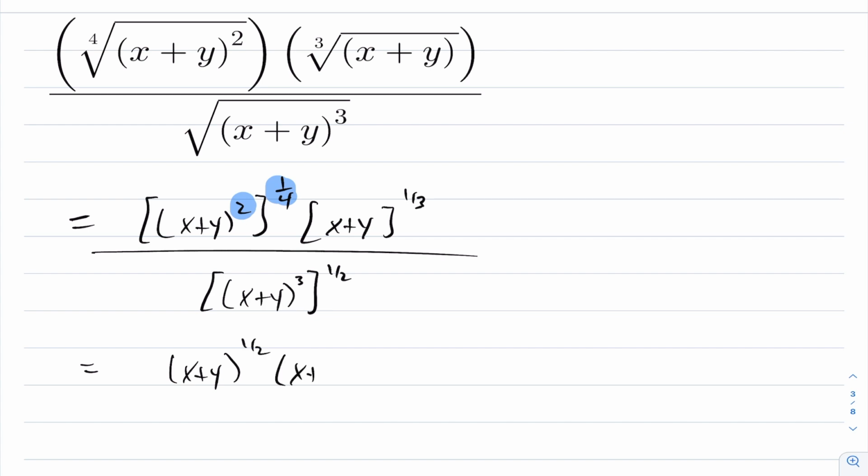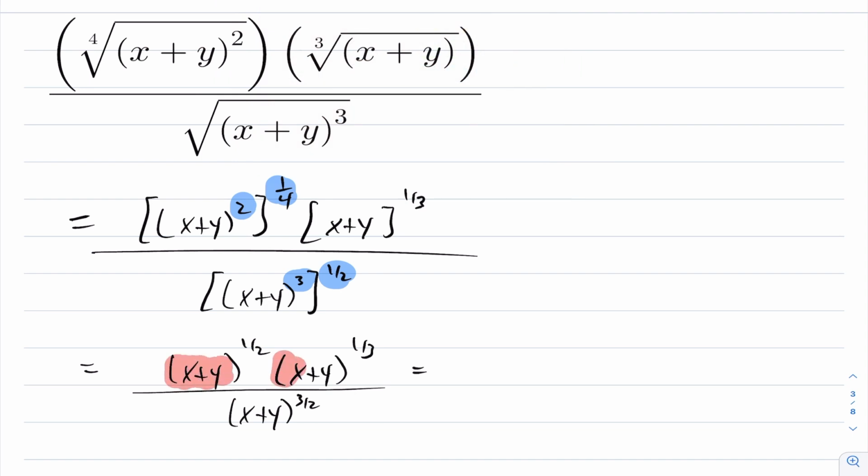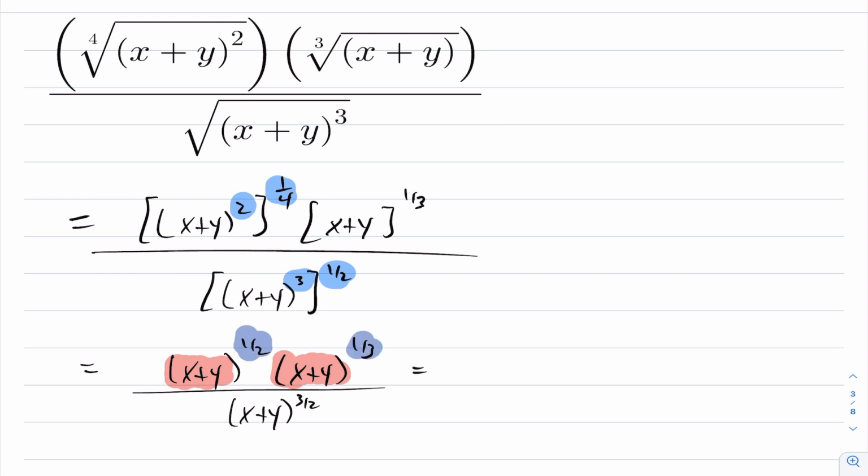Then I have my x plus y to the power of a third, taking that entire expression, and again we have power to a power. This becomes x plus y, and that's the power of 3/2. So now we're multiplying with the same base, and when you multiply with the same base, you can go ahead and add the exponents. Adding the exponents here, we end up getting x plus y to the power of 1/2 plus a third, and 1/2 plus a third. If you take a look here, if I take 1/2 and add a third to that, you end up getting 3 plus 2 over 6, which ends up giving you 5 over 6.